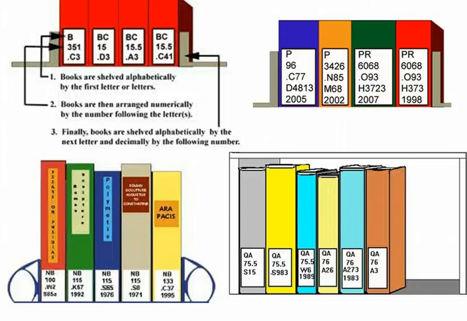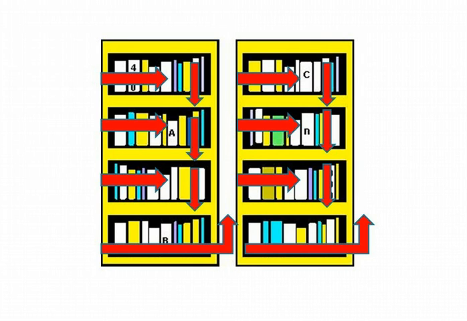In the Library of Congress system, similar call numbers are grouped together and run in ascending alphabetical and numerical order. You begin with the first letter or letters, then numerically with the numbers following the first letter, and finally alphabetically with the next letter and decimally by the following number. So the books are arranged in this sequence, running from left to right on each shelf and from top to bottom in each section of shelves, as shown in this diagram.